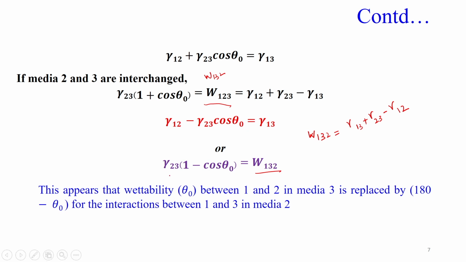So, it will simply be gamma 1 3 equal to gamma 1 2 minus gamma 2 3 cos theta plus gamma 2 3 minus gamma 1 2. So, gamma 1 2 will be cancelled out. So, this will be W 1 3 2 is equal to gamma 2 3 (1 minus cos theta 0).